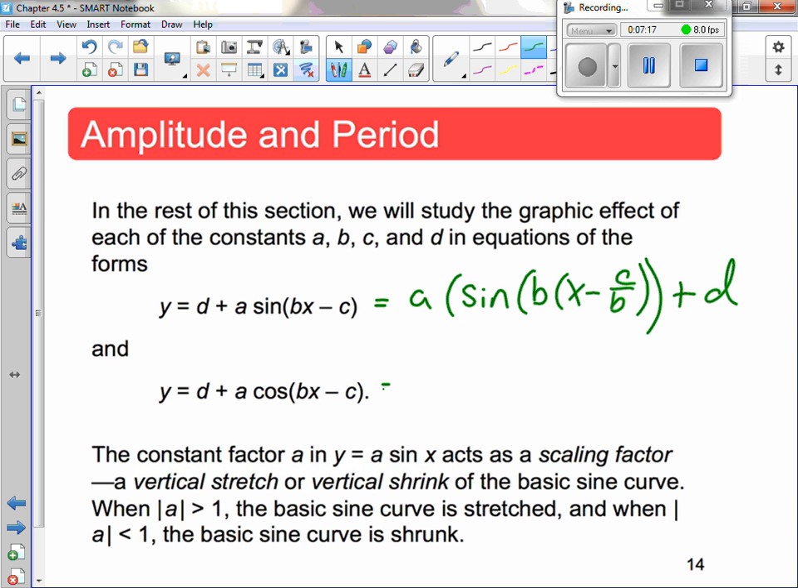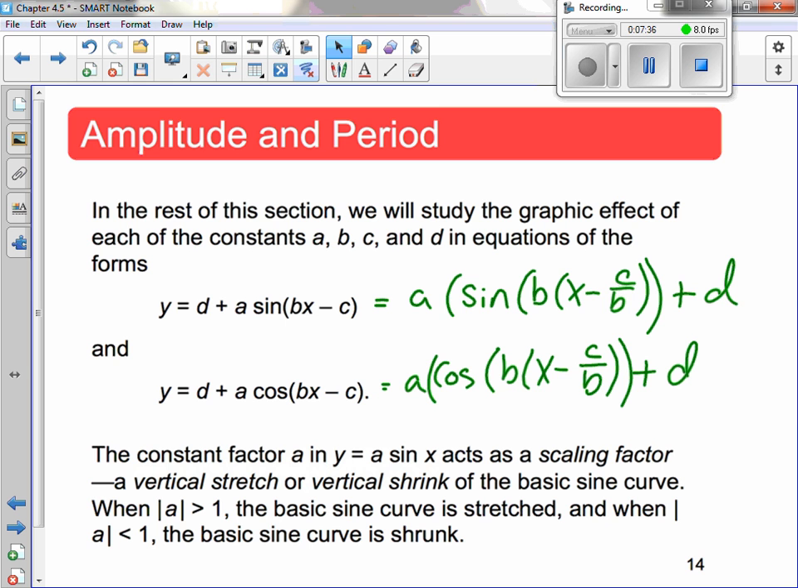And the same thing is true for cosine. So we have to take that stretch or shrink into account, or the change in period is what we're going to talk about here. Whatever the period is has to be pulled out of that horizontal translation. And that's it so far. So we good with this here?